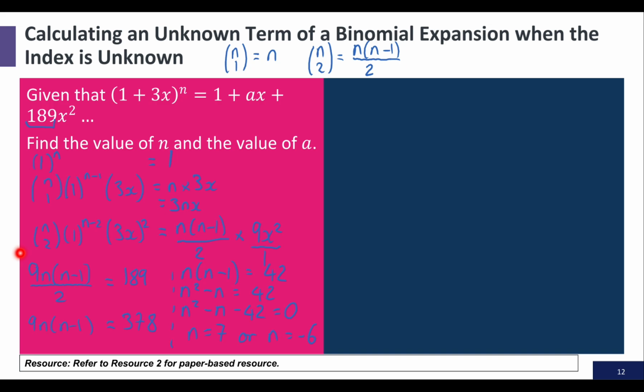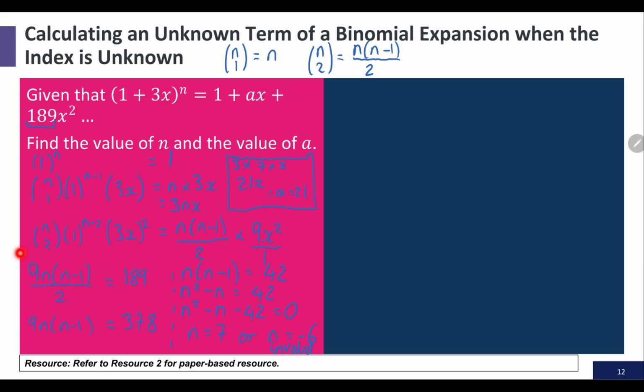Now we know with a binomial, n has to be a positive whole number. So in this case, this one is invalid. So we know n is 7. Great. Can we get a? I'm going to have to squeeze up in this box here. Now, if you're writing this out, make sure you're spreading yours out better than I am. So we know n is 7. So this term here is 3nx. So that's 3 times 7 times x, which is 21x. So therefore, a equals 21.